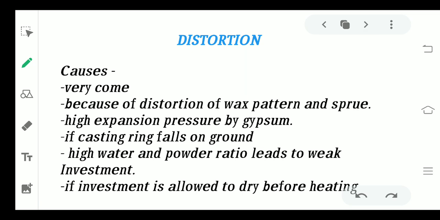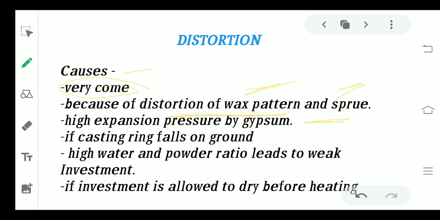Now, moving ahead, what is distortion? Firstly, you have to know that this is a very common problem. It can usually take place. The cause of this problem is that there can be distortion of the wax pattern, for example at the time when you're attaching the sprue, or at the time of investing material. There are chances that your wax pattern or the sprue has been distorted, which can lead to distortion in the casting as well. And you know that the gypsum or the investing material which we use is high expansion, so maybe it has expanded and cracked, which can be another reason of distortion.